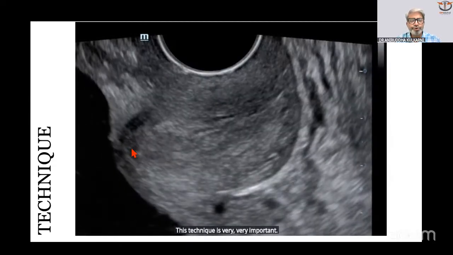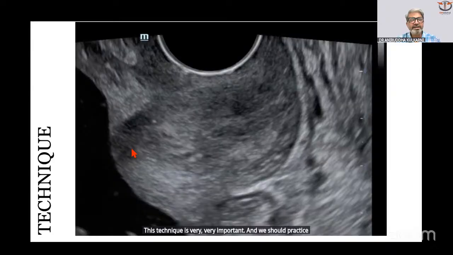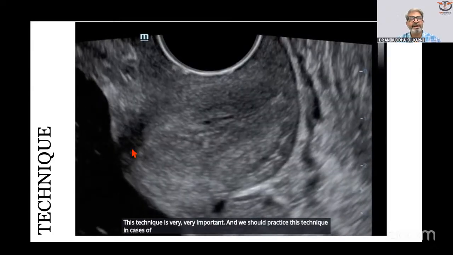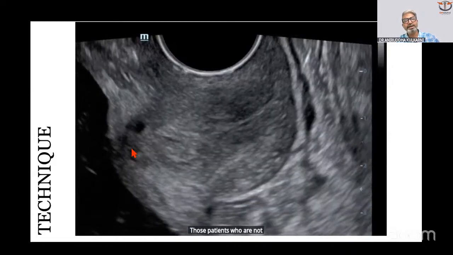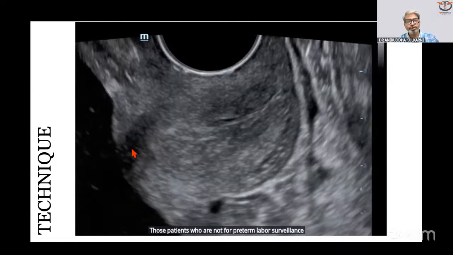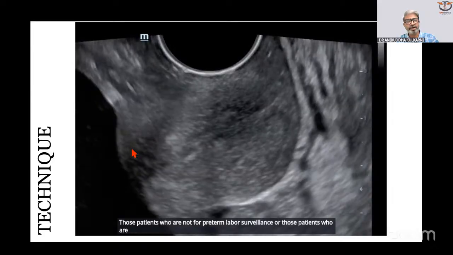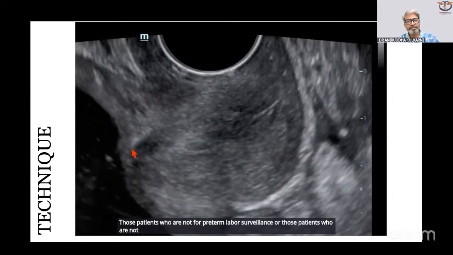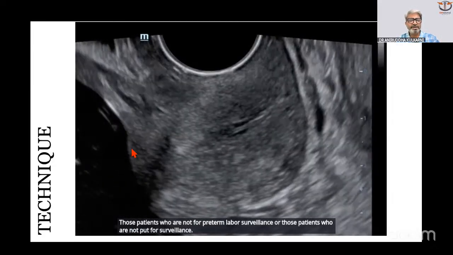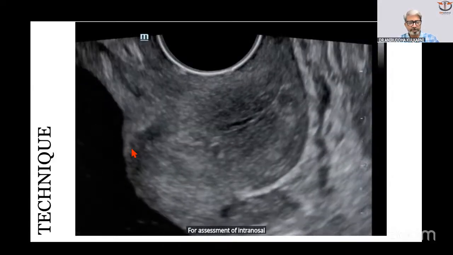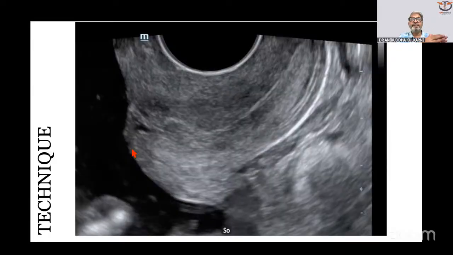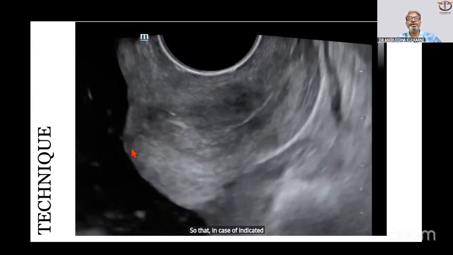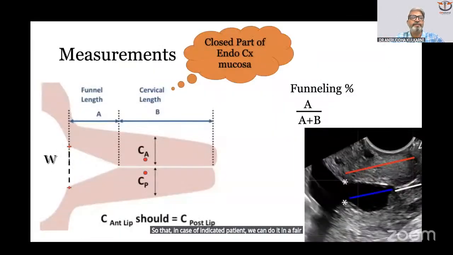We should practice this technique on patients who are asymptomatic, that is, those patients who are not under surveillance for assessment of the internal os and cervix for risk of preterm labor, so that in an indicated patient, we can do it in a fair fashion.